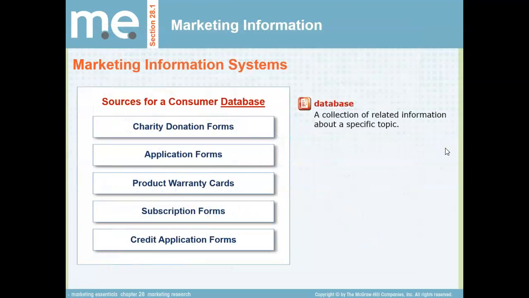A database is a collection of related information about a specific topic. It's a technology term, but it's a common one that's used in marketing. Consumer databases, here are some examples of where they come from: product warranty cards, subscription forms, credit application forms, charity donation forms. Essentially, some type of form where we can take a bunch of data and put it in one place is what makes up a database.